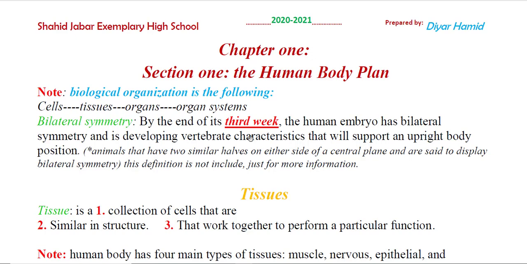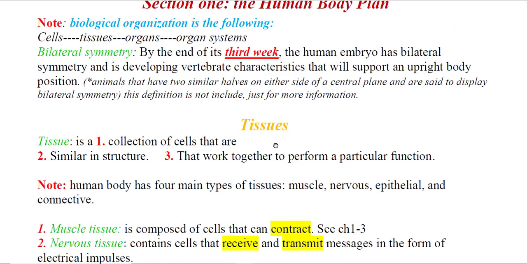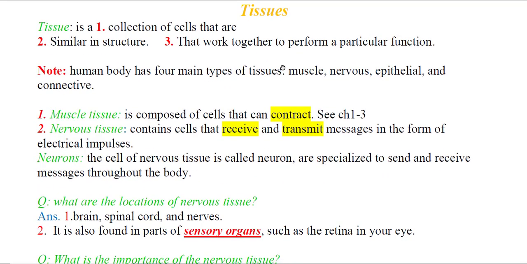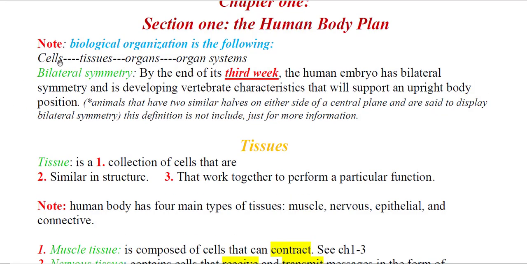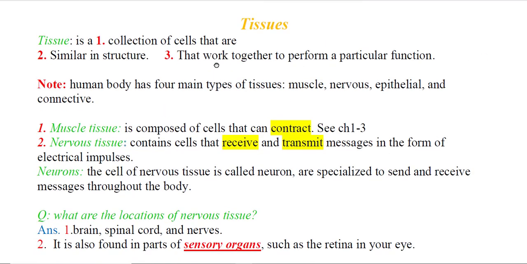So bilateral symmetry appears in tissue. What is the meaning of tissue? We have four levels of organization, starting with the cell. A cell has detailed parts: chloroplast, cell membrane, nucleus, cytosol, cytoplasm, Golgi body, and others. What is the meaning of tissue?